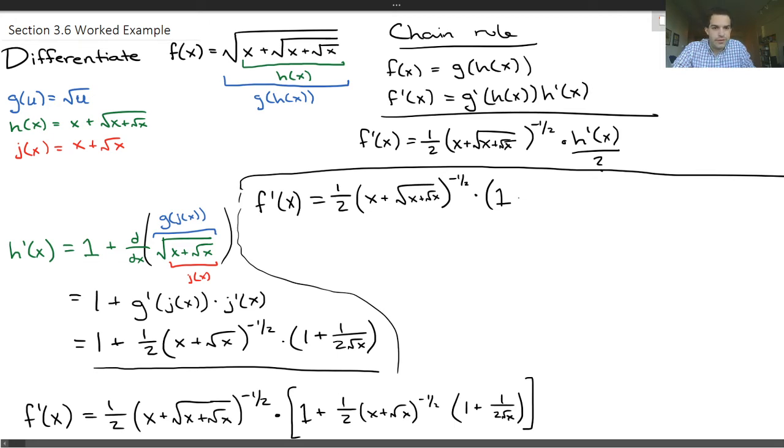Derivative of the inside is 1 plus whatever the derivative of this is. And then I say, well, what is the derivative of this? Well, that is going to be derivative of the outside, 1/2 x plus square root of x, keep the inside the same, to the negative 1/2. So it's derivative of the outside of this, keep the inside the same, times derivative of the inside, which is 1 plus 1 over 2 square root of x. Okay.